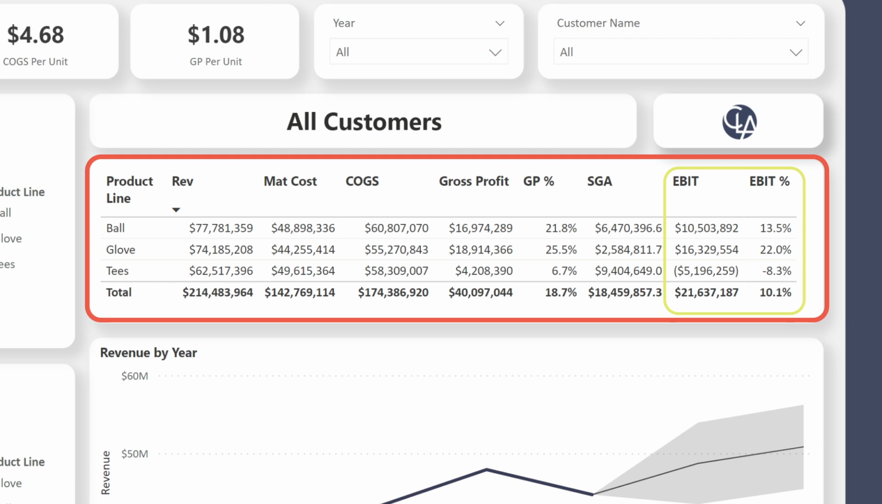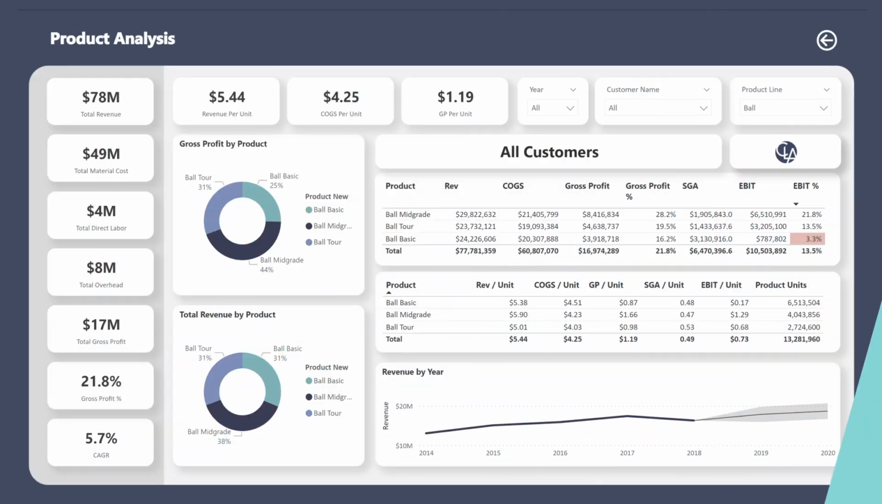So which product lines contribute the most to covering our overhead? We can see that gloves are significantly outpacing tees. In fact, we seem to be losing money on tees. The last page of the report reveals some answers.